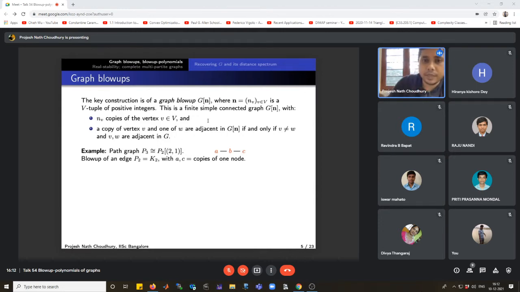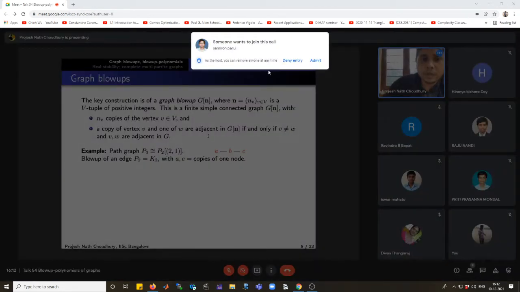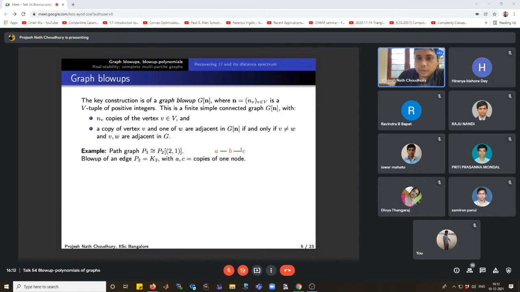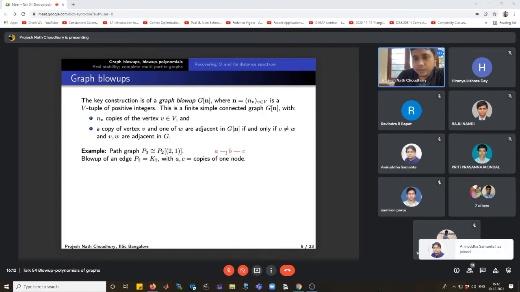So I think this construction is clear, and let me give you some examples. The first one is that of a path graph on 3 nodes. Forget the node C first and just look at the edge AB. Now take one copy of vertex B and take 2 copies of vertex A. A is adjacent to B, and the new copy is also adjacent to B, but A and its copy are not adjacent. Thus, the path graph on 3 nodes is a blowup of 2 nodes.